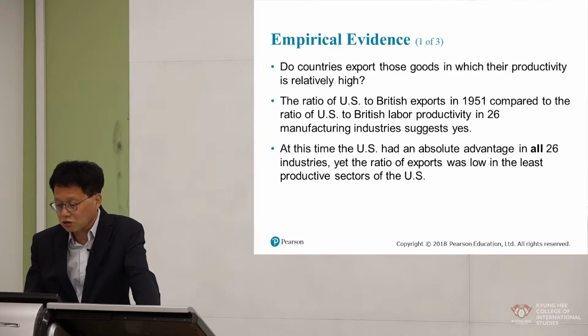At this time, the U.S. had an absolute advantage in all 26 industries. Yeah, the ratio of exports was low in the least productive sectors of the U.S., right? The ratio of exports was very low in the least productive sectors, in comparatively disadvantaged sectors, and vice versa.